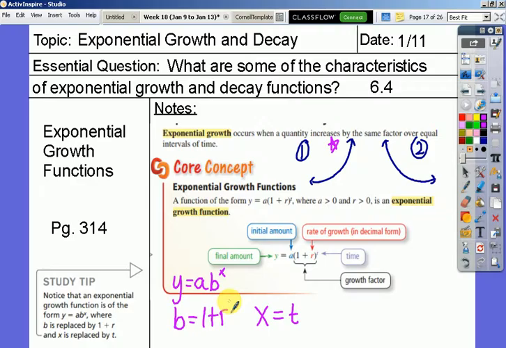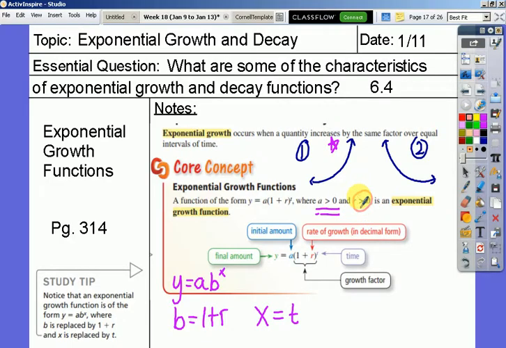It says a function of the form y equals a, and then we replaced b with 1 plus r, to the t, we replaced x with t, where a is greater than 0. So like last time when we were talking about the definition of an exponential function in general, we have some stipulations, some little details here that are very important. A has to be greater than 0, because obviously if it was 0, we would just get 0. And if it was less than 0, we would get a negative, which is what we don't want. And r has to be greater than 0. This is extremely important, r being greater than 0.